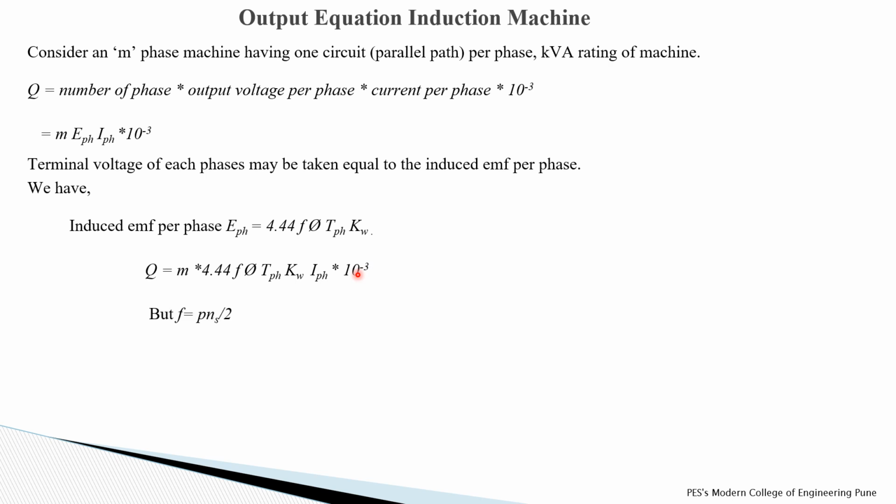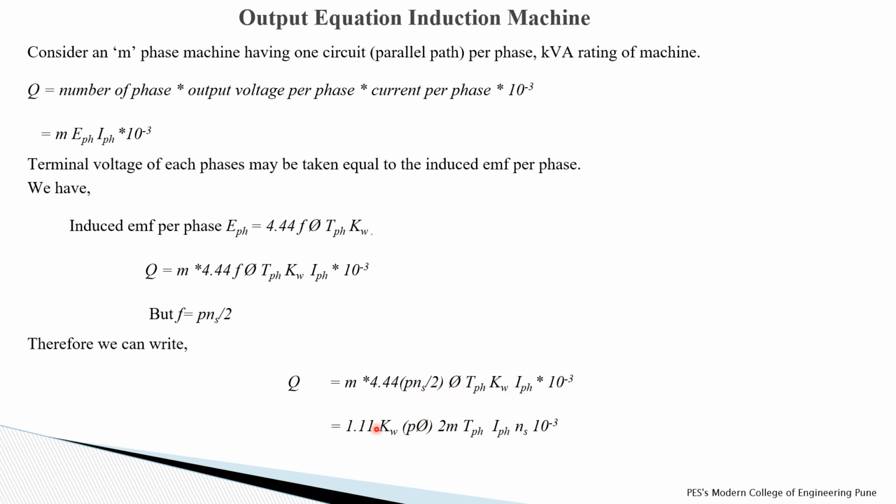The value of frequency F can be calculated with the help of the equation P ns divided by 2, where ns is the synchronous speed in RPS, that is rotations per second. Therefore we can write Q is equal to M into 4.44, and we replace F with P ns by 2, so P ns by 2 into phi into TPH into Kw into IPH into 10 raised to minus 3. By manipulating this equation, we get Q is equal to 1.11 Kw P phi 2M TPH IPH ns into 10 raised to minus 3. We are using here 2M by adjusting this 2, that's why the ratio is 1.11 Kw.